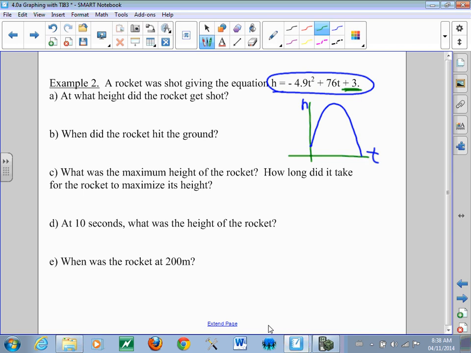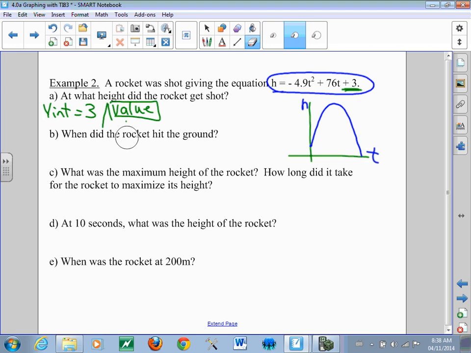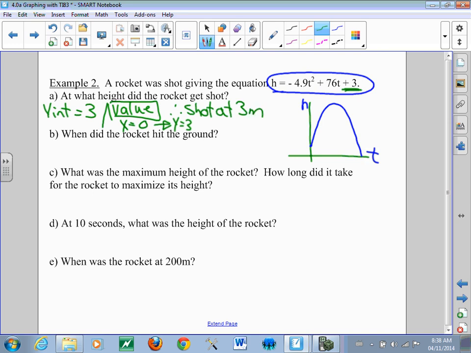Okay, so you could say y-intercept equals 3, or you could go to the value menu in your calculator and type in t or x equals 0, because t is replaced by x in the graphing calculator. So x equals 0, and you notice y equals 3. So therefore, shot at 3 meters.